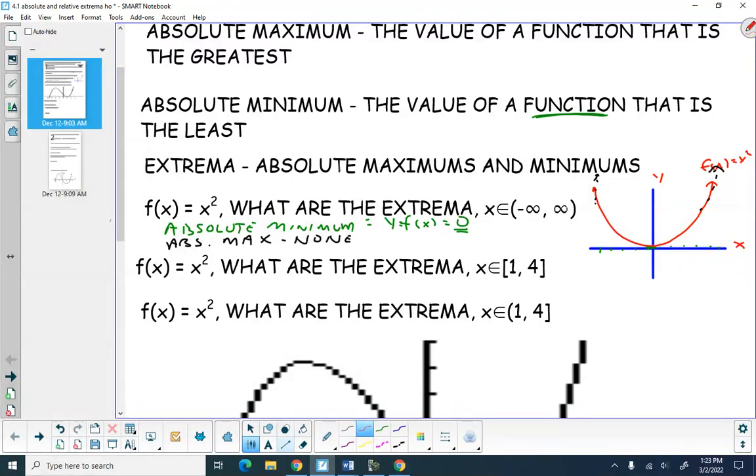Well, we can also take a look at extrema on a closed domain. I have an x value of 1.